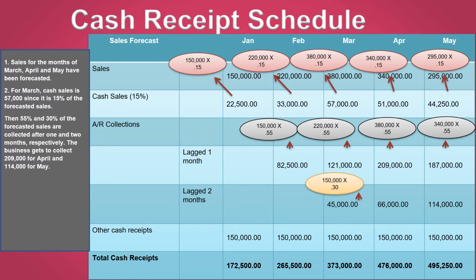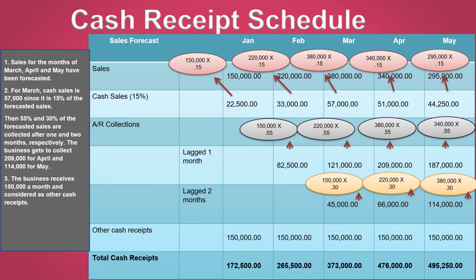Then, the 30%, or the rest of the percentage of the projected sales for the month of January, we'll be able to collect after 2 months. From this example, we got 45,000 because that's 30% of 150,000 from January. For the month of April, we got 66,000 because that's 30% of the 220,000 sales of February. From February, you count 2 months: March, then April. That's why it's posted for the month of April. It's the same for March and May.